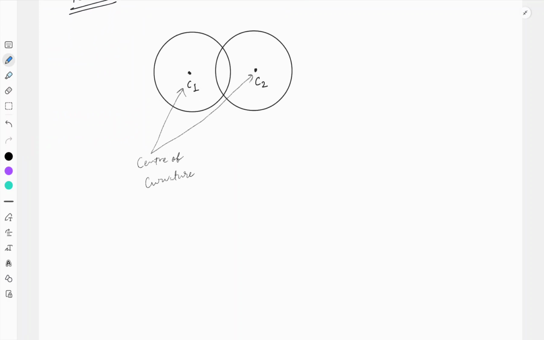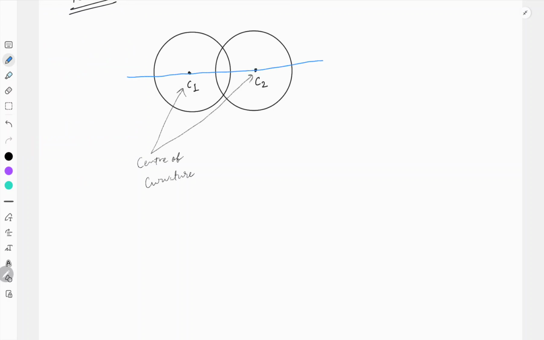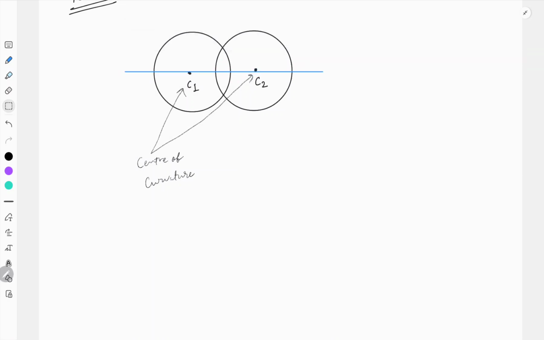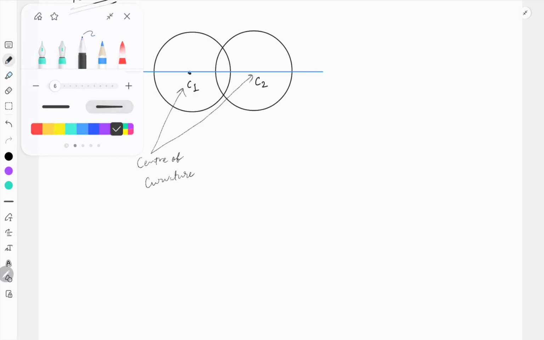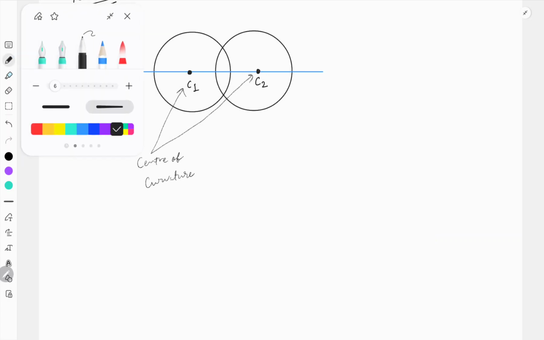Okay, we can imagine a line that is passing through both of these centers, right? Let's take this particular thing and then we can imagine this line, we can sort of straighten this. This center may not look very centered, so we can make this a bit more proper. Okay, so this particular line, and what is it called?